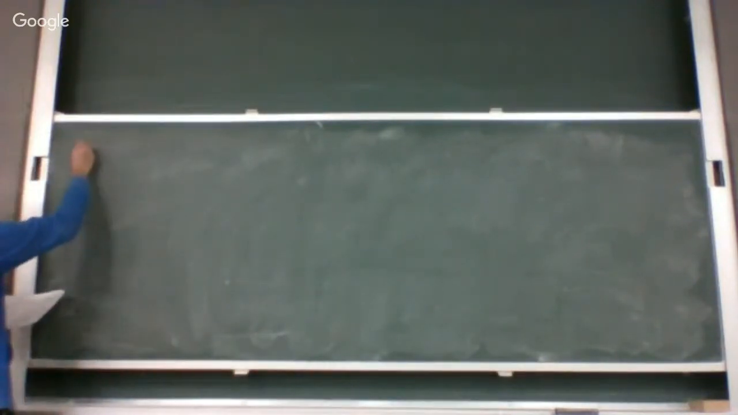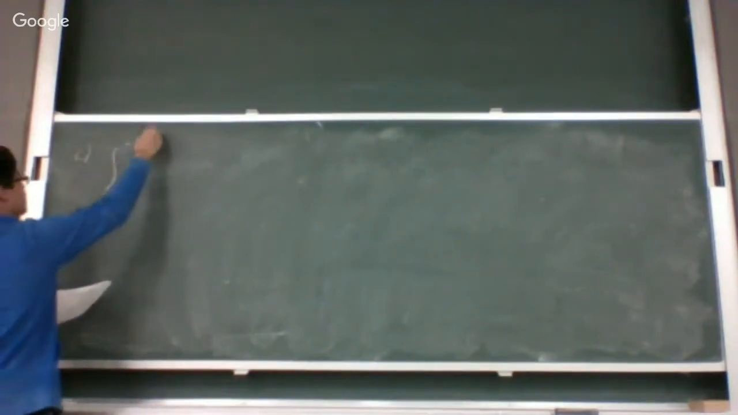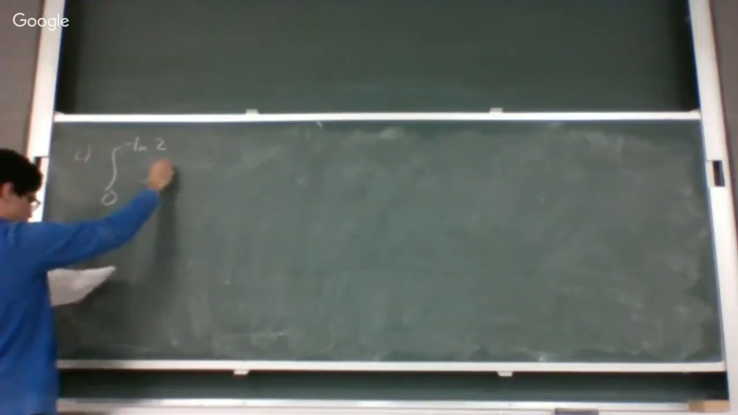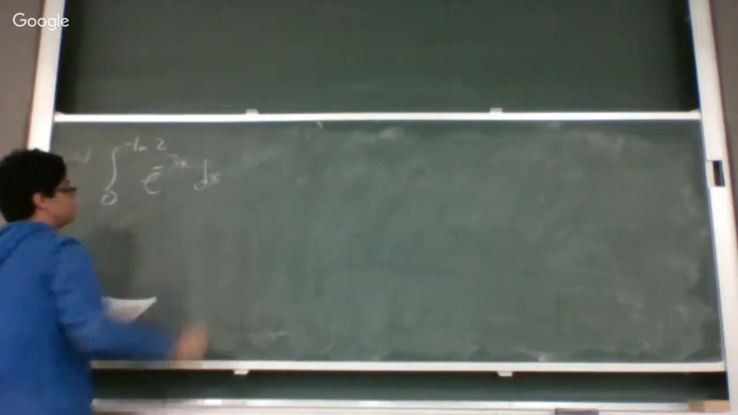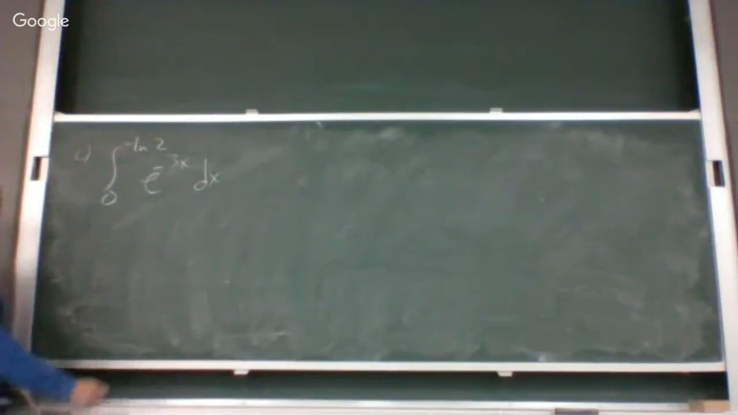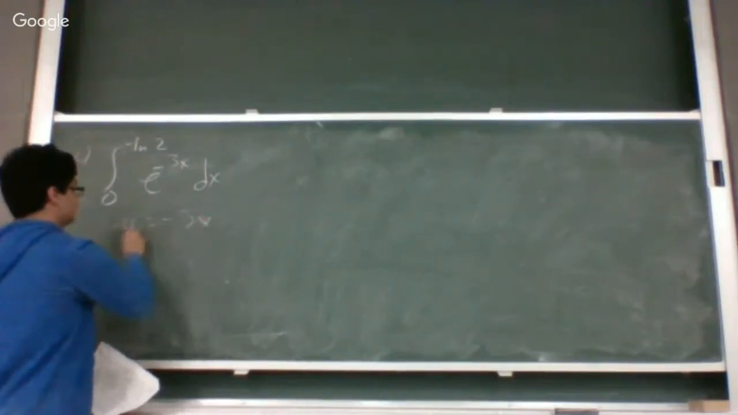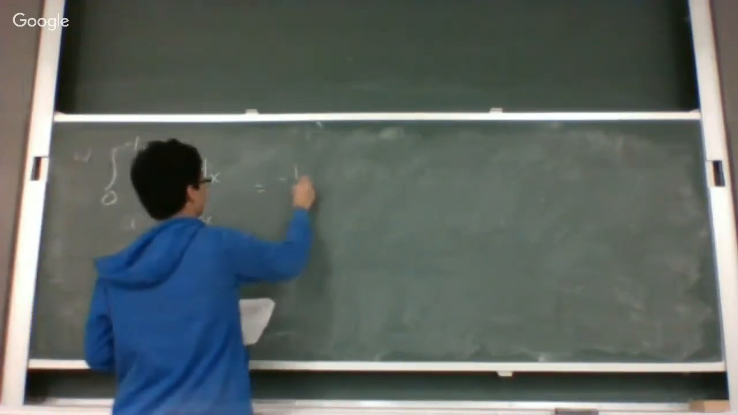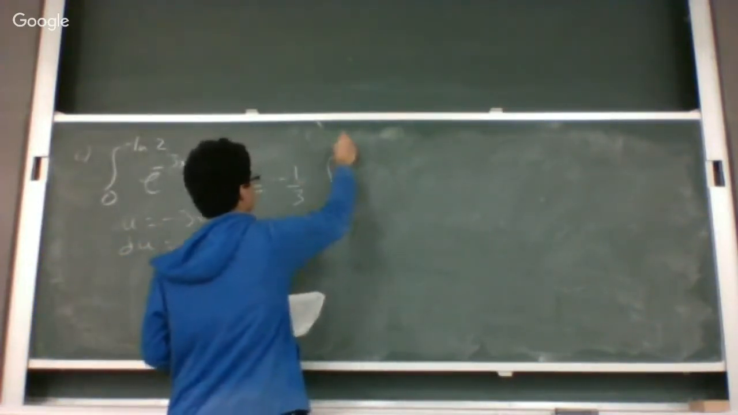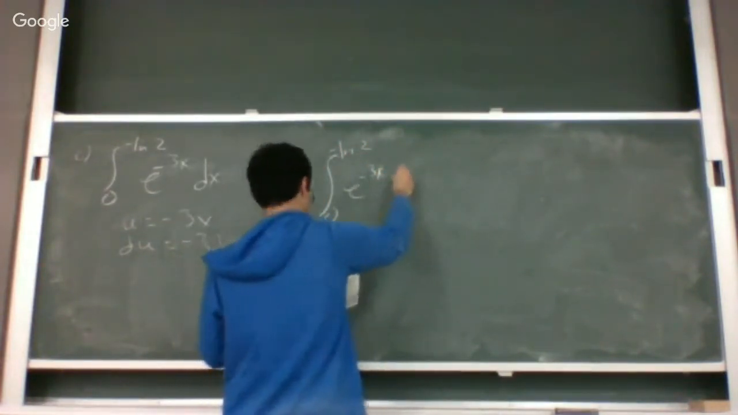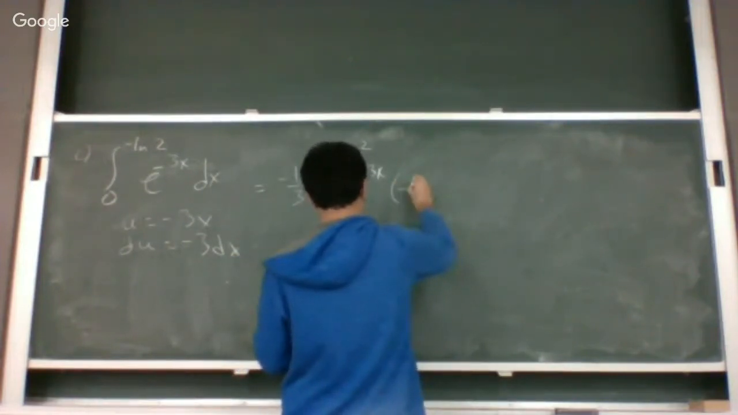So we have the integral from 0 to negative natural log of 2 of e to the negative 3x dx. They write it in the denominator, but I just brought it up. So what should our u be? Negative 3x, du is equal to negative 3 dx. So this is equal to negative 1/3 times the integral from 0 to negative natural log of 2 of e to the negative 3x times negative 3 dx.